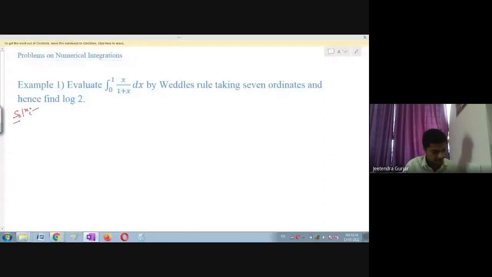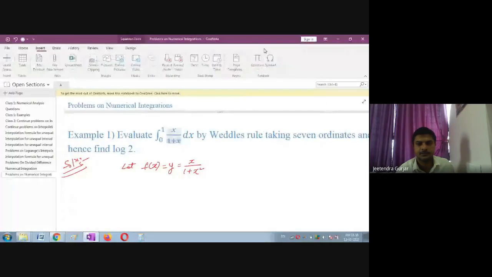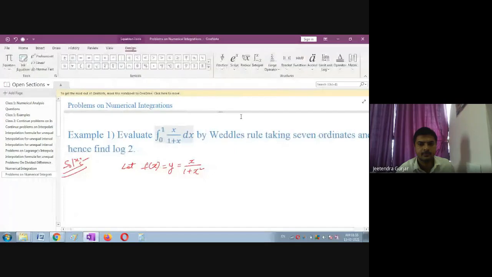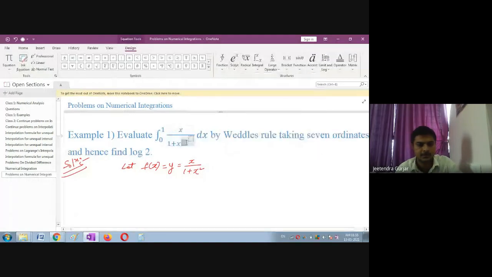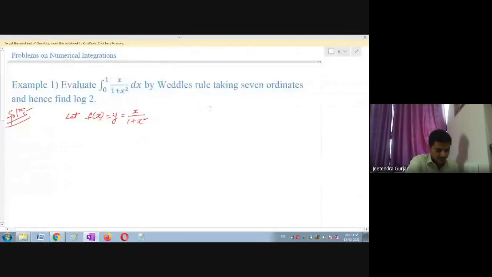Yes. So first I will take, let f of x, or we also take this as y, is equal to x upon 1 plus, actually this must be square. Make a slight change here, friends. Take this as x square. Fine. So we'll take y is equal to x upon 1 plus x square.